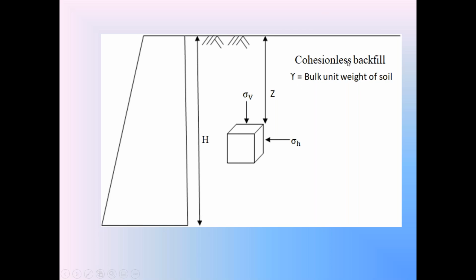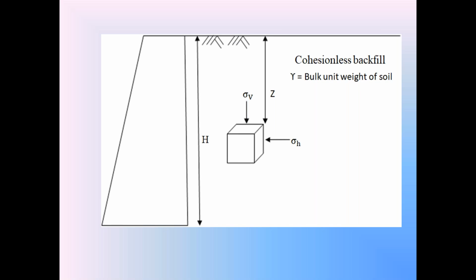Consider this backfill is a cohesionless soil, because Rankine's theory assumes the backfill as a cohesionless soil. So we consider that the backfill is a cohesionless dry soil. Take gamma as the bulk unit weight of that soil.